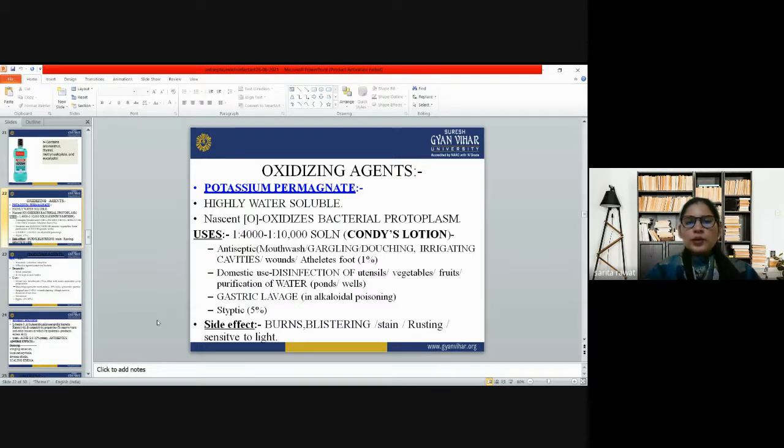Now, talking about the side effects of potassium permanganate, it can cause burns, blistering, stains, rusting, and it is sensitive to light.